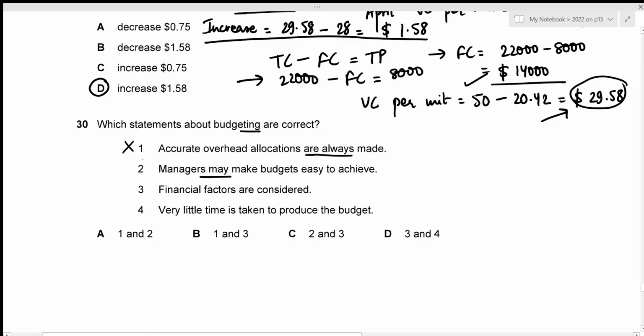This can be correct. Then the third one is financial factors are considered. This is very true because budgeting is all about our quantities. And the fourth one is very little time is taken to produce the budget. That is actually untrue because a budget needs to be as accurate as possible, which requires a lot of time, right? So the only correct statements are 2 and 3, which is given in option C. That will be the correct answer. This concludes question number 30 as well as this entire paper 1-3 of 2022 October and November session.